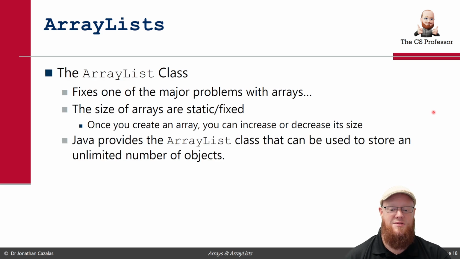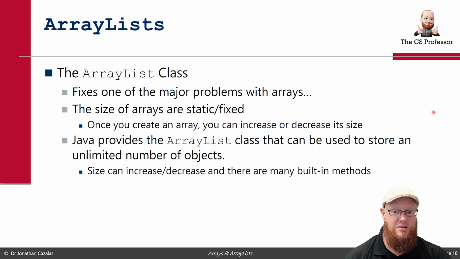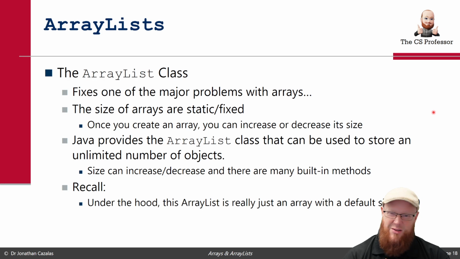Well, Java gives us an ArrayList class, which can be used to store, in theory, an unlimited number of objects. The size can increase or decrease, and there are many built-in methods. But I do want to remind you that although we have the appearance that the size of the array list is increasing and decreasing, in fact, under the hood, an array list is really just an array.